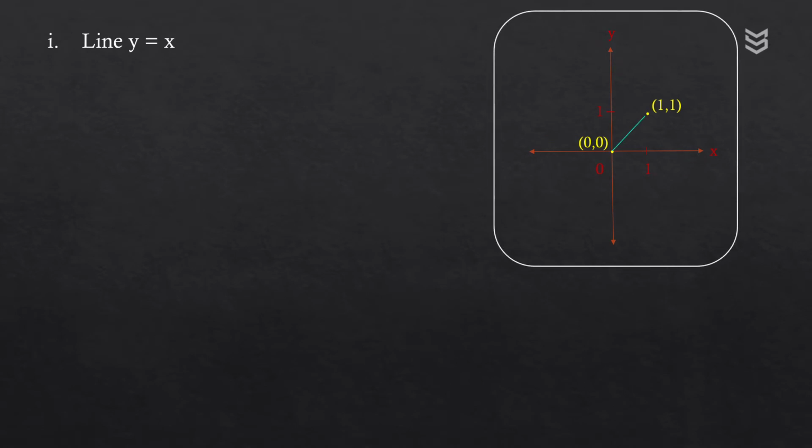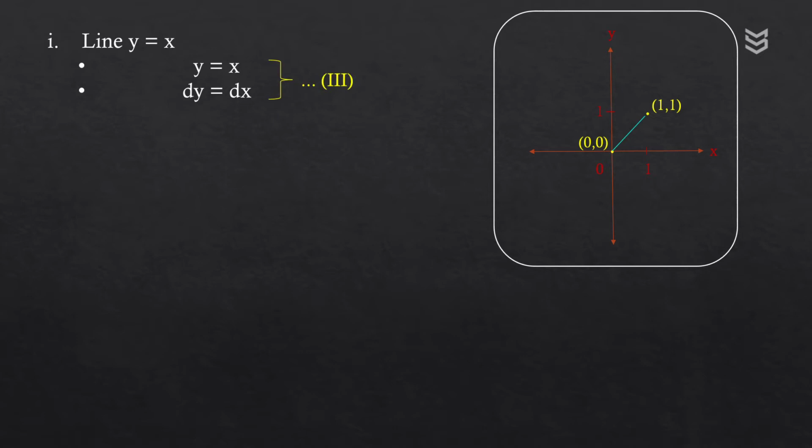Let's consider the first line equation, which is y equals x. Here, the line given is from (0, 0) to (1, 1). In our first step, we have our given equation y equals x. Then we differentiate the given equation. Thus, we get dy equals dx.